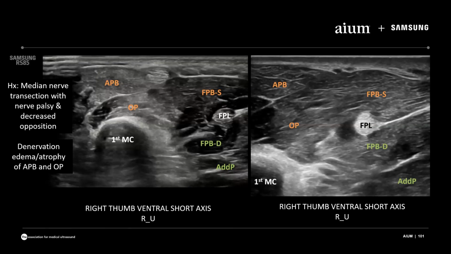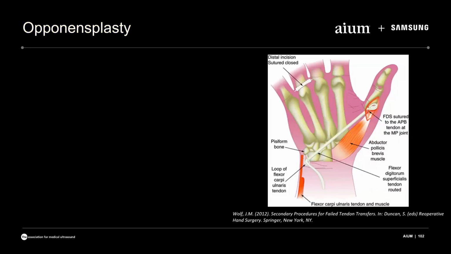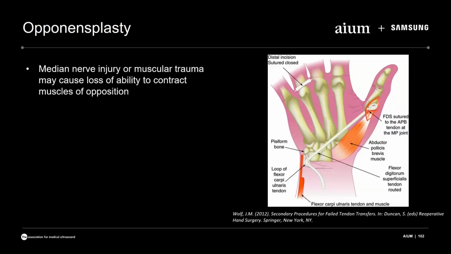So do you notice anything else odd about this side that we don't see on the normal thenar eminence? Like, what's that? There's like an extra tendon here. Well, this patient had had an opponensplasty surgery. So let me finish up by talking about opponensplasty. So this is a unique surgery that's used when the median nerve injury or muscular trauma causes loss of the ability for the patient to oppose the thumb.